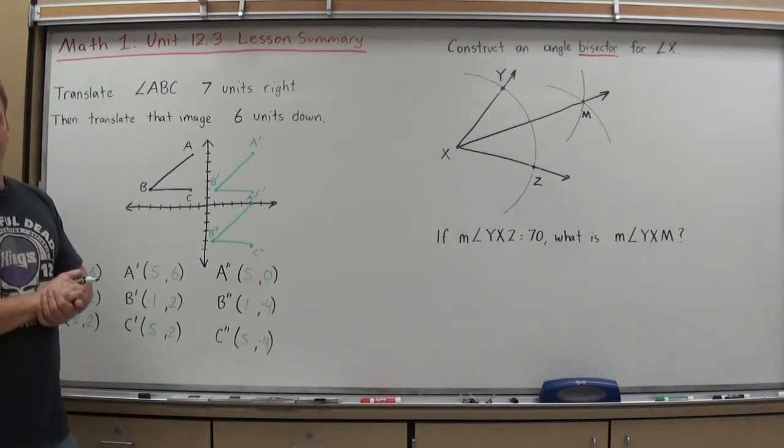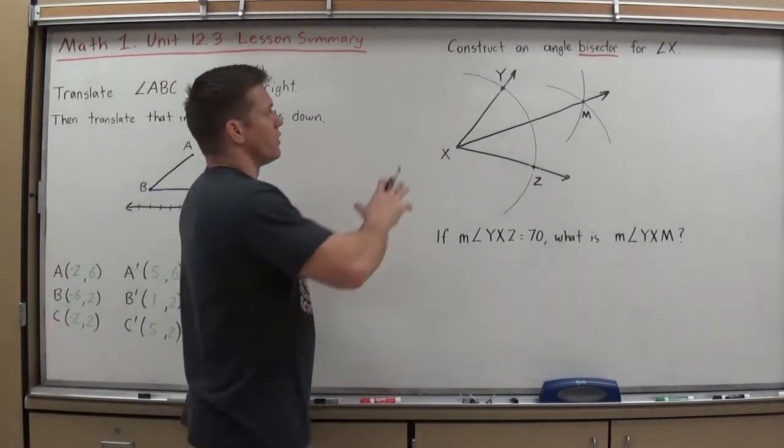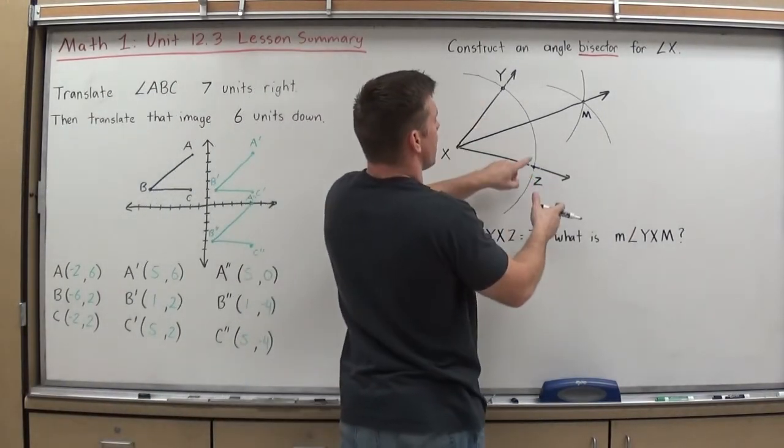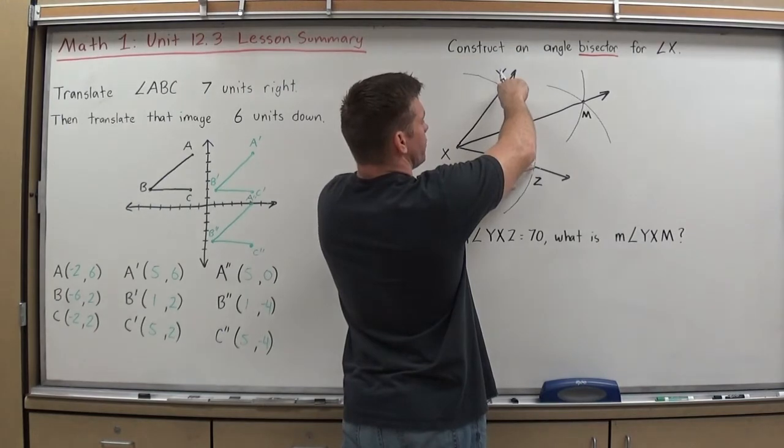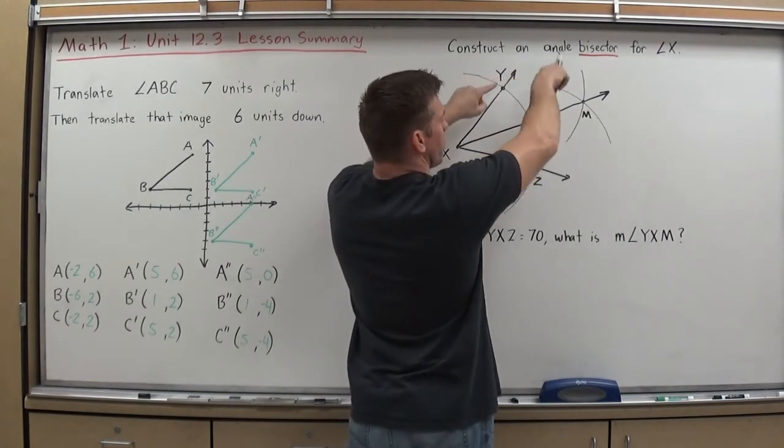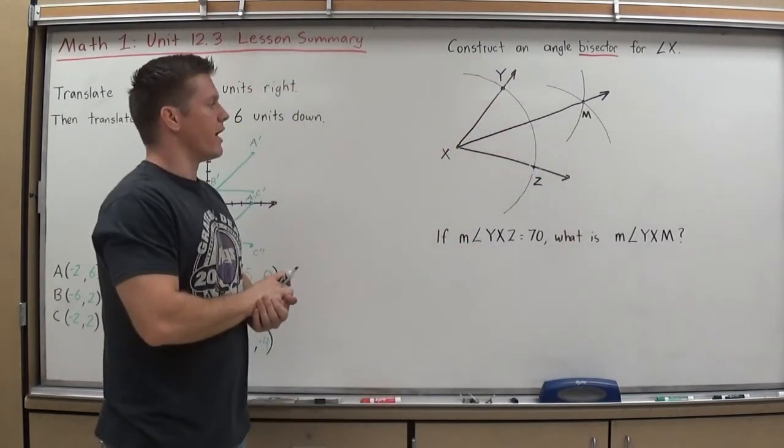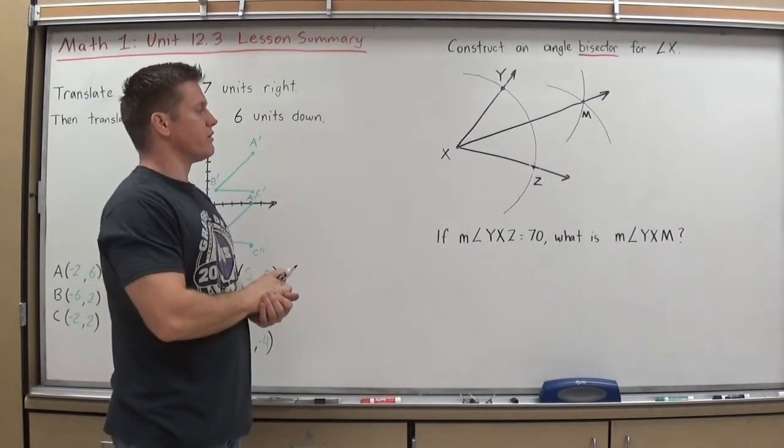It's very similar to how we did a segment bisector. General arc, connecting dots, set to the correct length between the 2 points, and then make 2 arcs of the same length off of that. And that intersection point lies on your angle bisector.